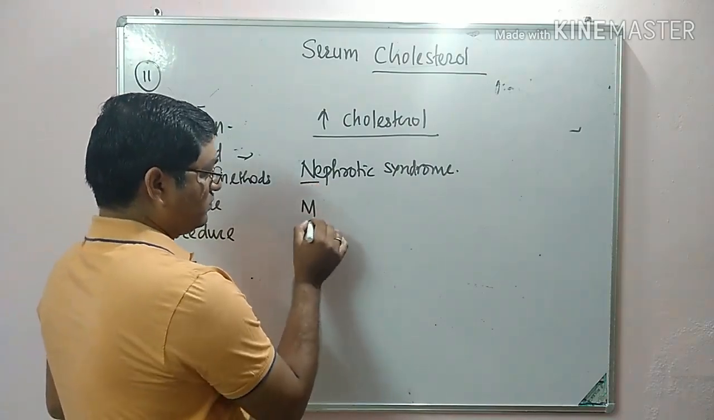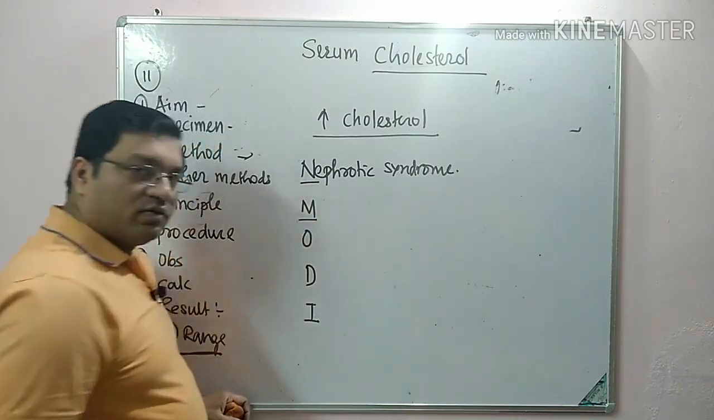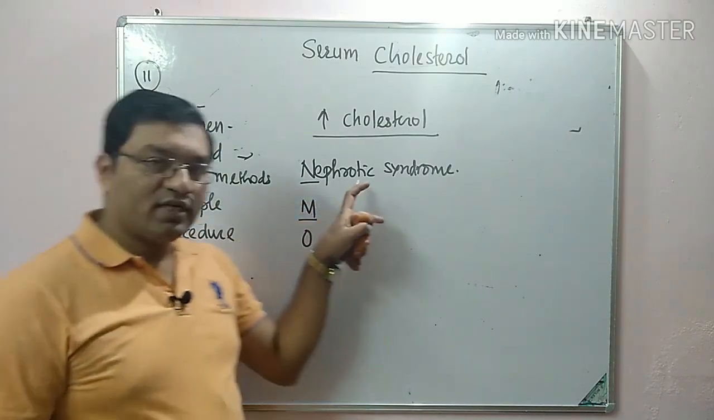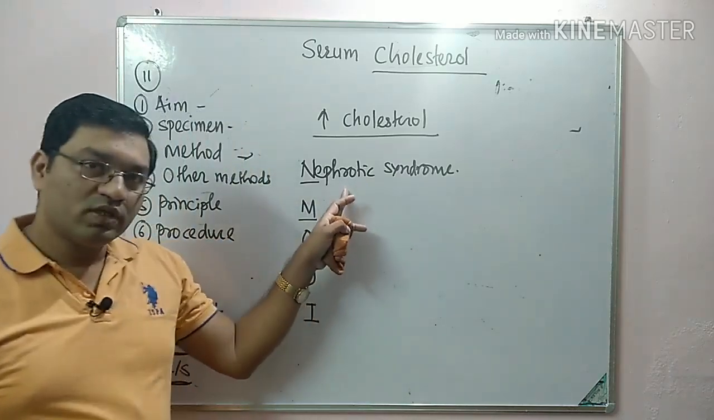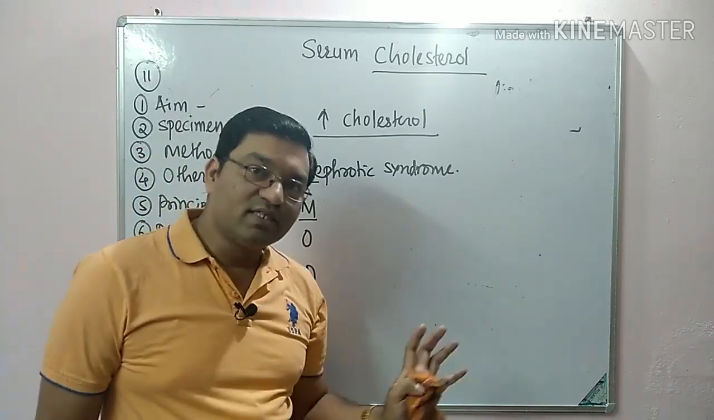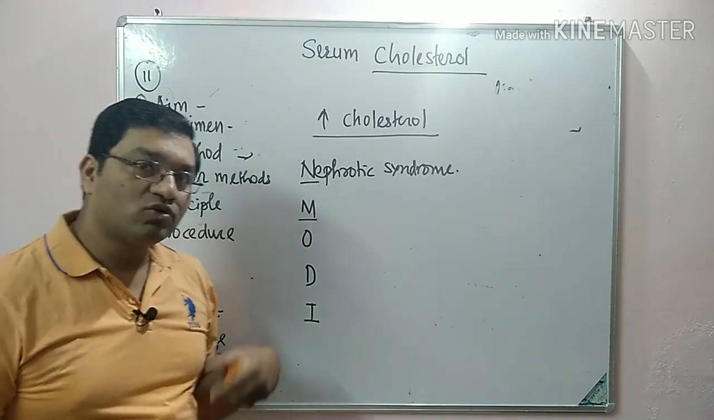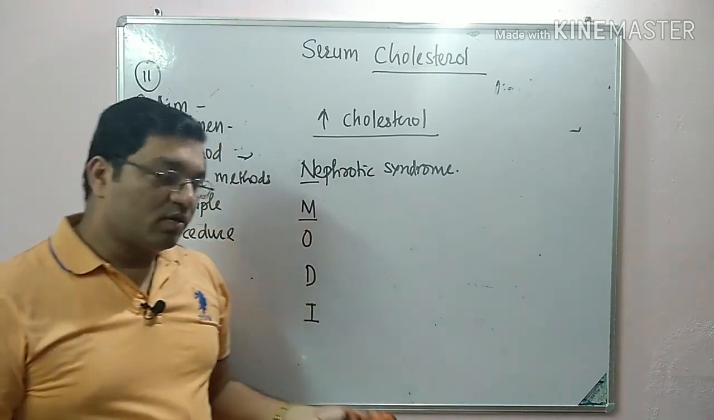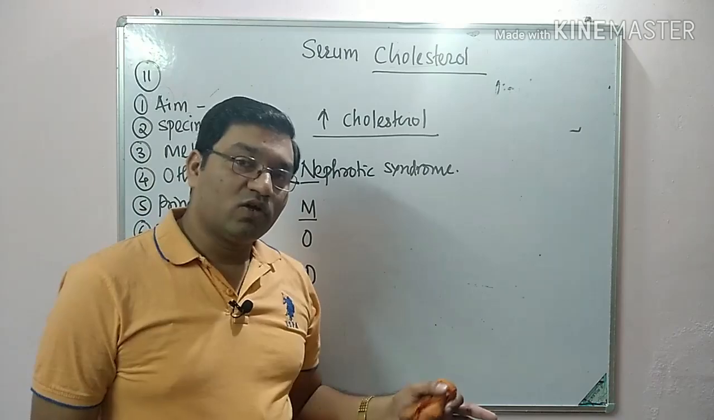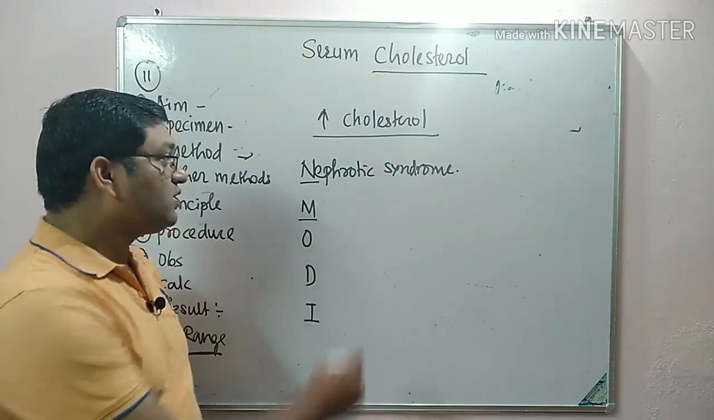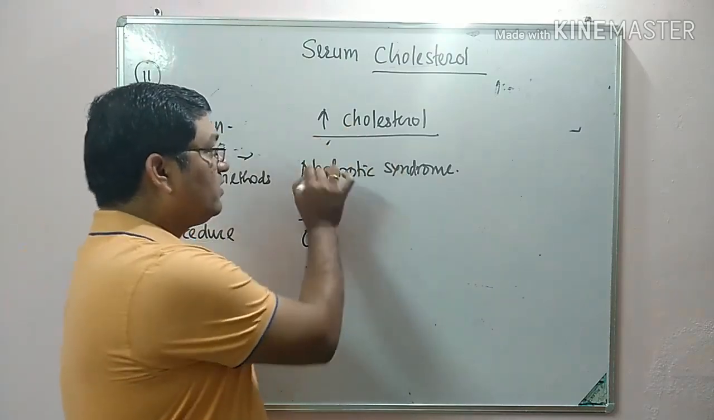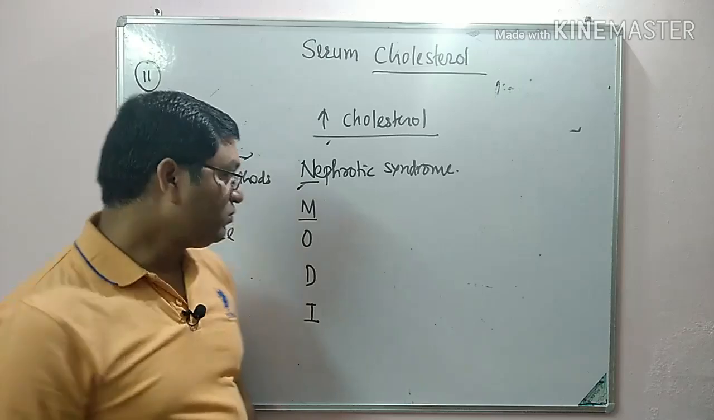Why is there hyperlipidemia in nephrotic syndrome? There is decreased protein in nephrotic syndrome. In order to compensate for this decreased protein, the liver tries to synthesize proteins. Along with the protein, there is synthesis of lipoprotein. So there is an increase in the cholesterol level in nephrotic syndrome.